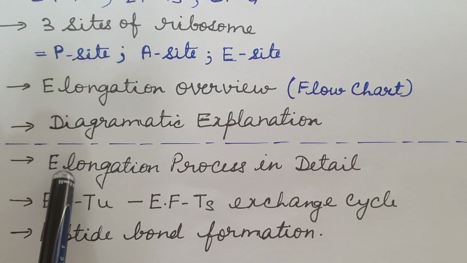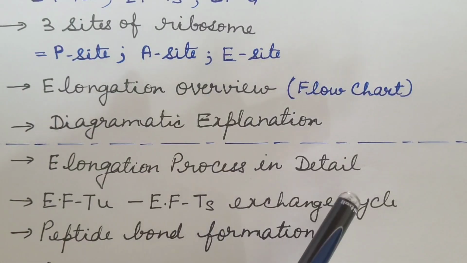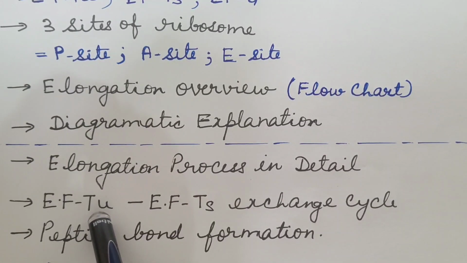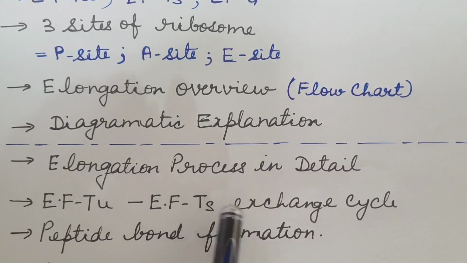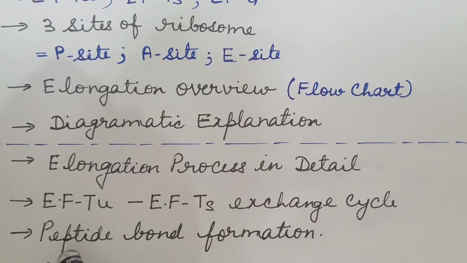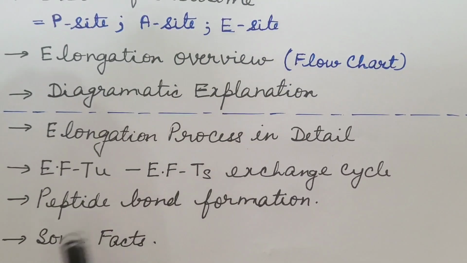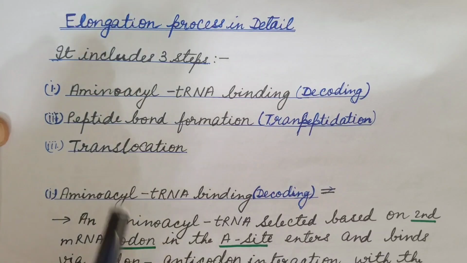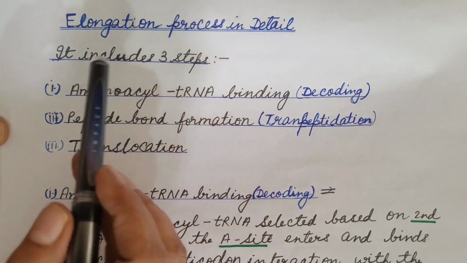In this part, we will discuss the elongation process in detail. We will discuss the three steps of the elongation. Then we will discuss the EFTU, EFTS exchange cycle. Then we will also see the peptide bond formation, and at last we will discuss some facts related to elongation. So stay tuned. Now let us see this elongation process in detail.